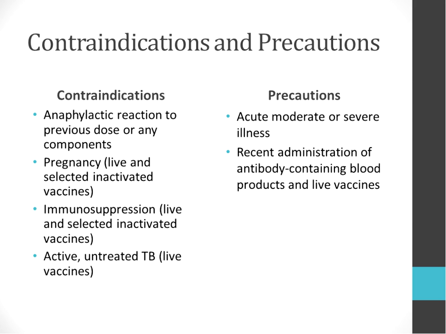Contraindications for vaccines do vary by the vaccine itself, but the live vaccines have more contraindications than the inactivated. Pregnancy, immunosuppression, and active untreated TB are contraindications for them, and for any type of vaccine, an anaphylactic reaction to a previous dose or to any of the components is a reason to not give it to a patient. Precautions are usually if the patient is currently ill or has recently received blood products or live vaccines, and I would know which vaccines are contraindicated in certain populations.